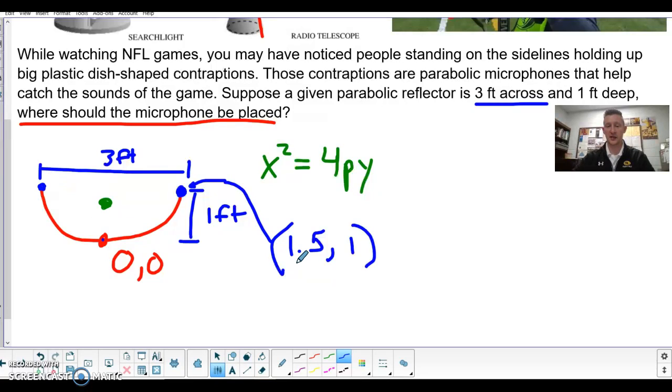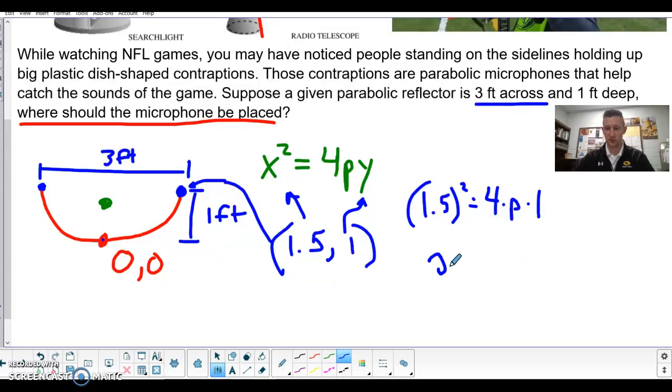In any case, this is a point that's on the parabola, which means that if I substitute it into this standard form equation, it would be a solution. If I plug in 1.5 for x and 1 for y, p would be the only thing left over, and I could solve for p. So I'm going to take 1.5 and square it, and set that equal to 4 times p times 1. Times 1 is obviously 4. So 1.5 squared is 2.25, and that equals 4 times p.